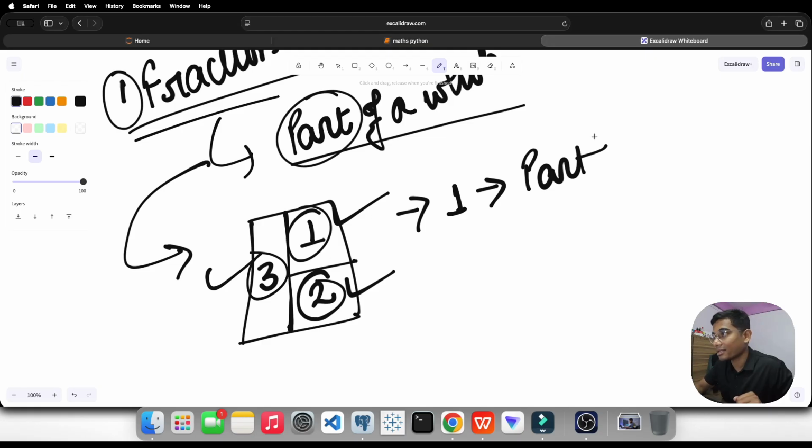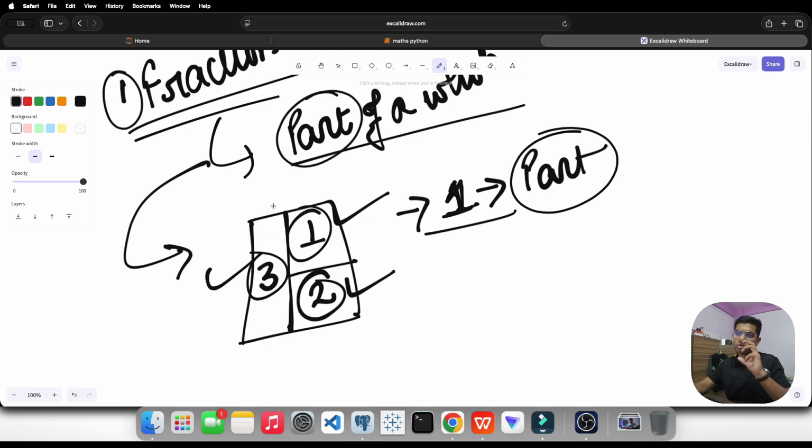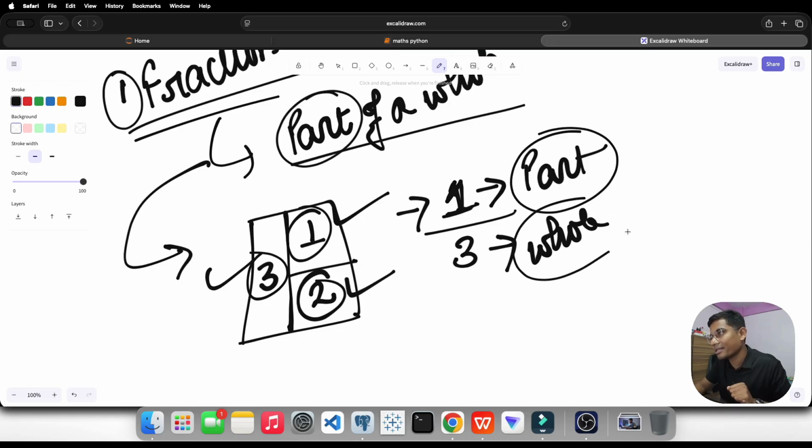See how these things are connected. If someone asks what part you are having from the total, you will say there are three parts of a land. The land is distributed in three parts, and from that I have one part. So three is what? The whole. That's the example of land.